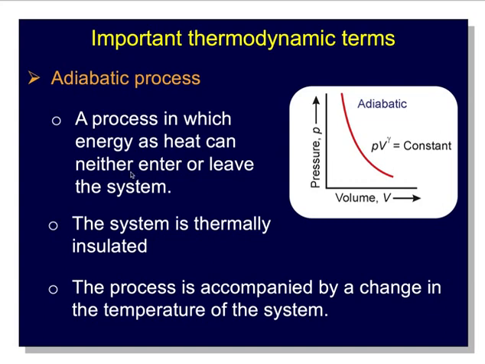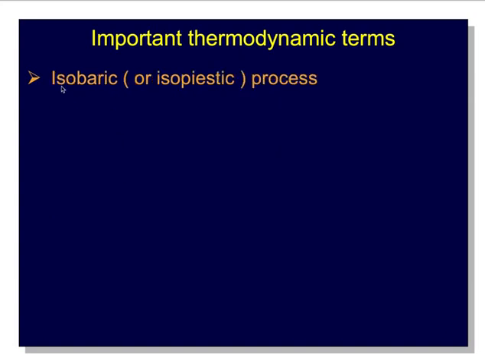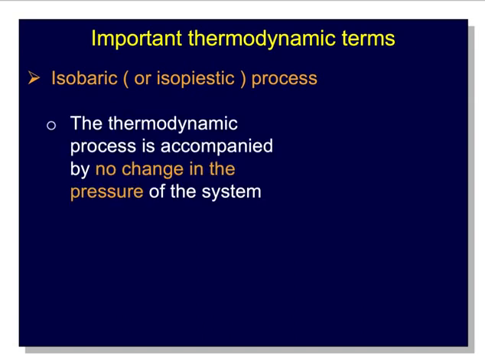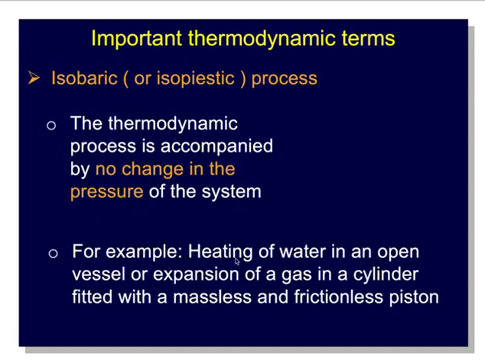Okay, let's take up the third type of process. That is isobaric, also called isopiestic sometimes. Iso is same, baric means pressure, a system where the pressure remains constant. So there is no change in the pressure of the system, and an example could be, suppose I take water in a beaker and start heating it. Pressure doesn't change, pressure is atmospheric pressure. The vapor pressure of the system might change, but the pressure on the system does not change. So such a process is an example of an isobaric process.